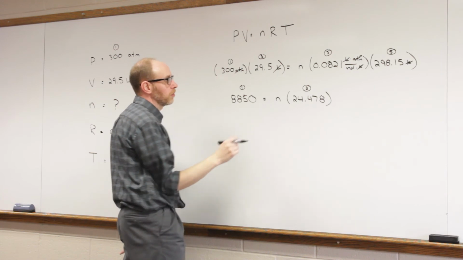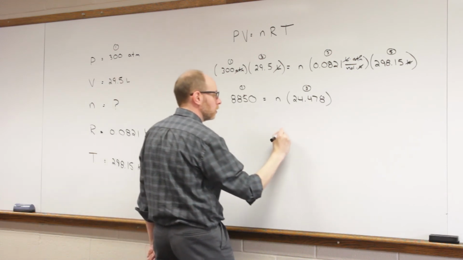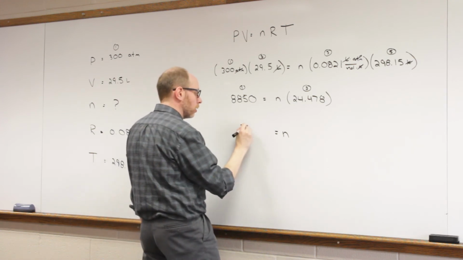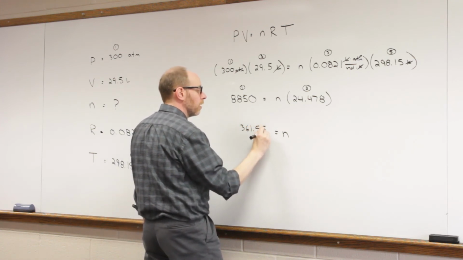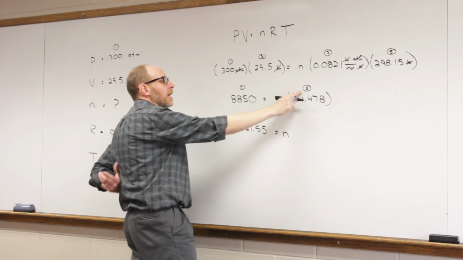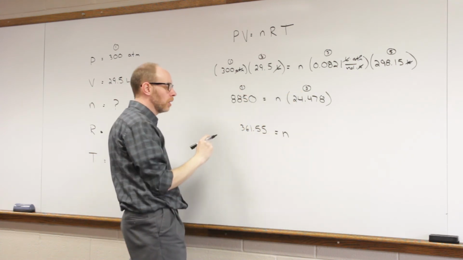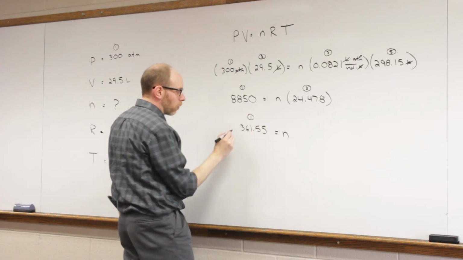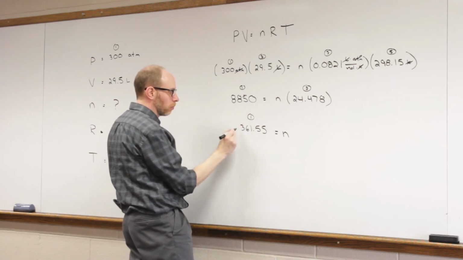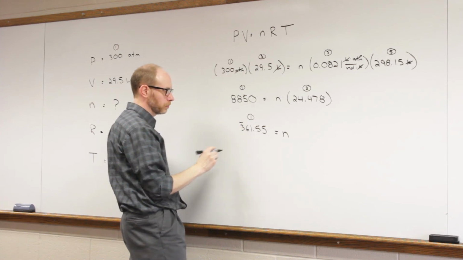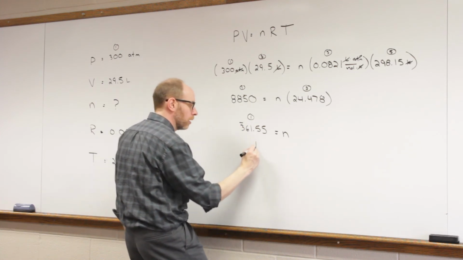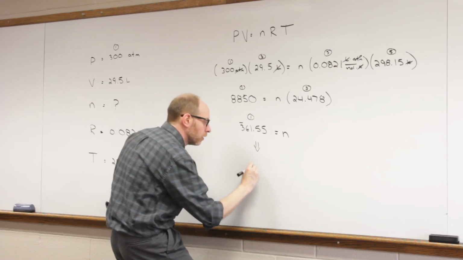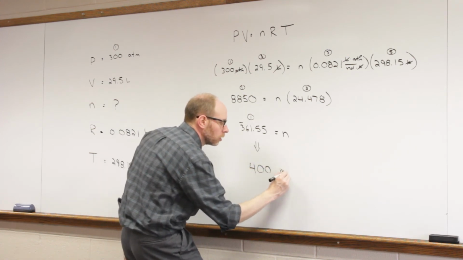So, I divide both sides by 24.478, and my number of moles comes out to be 361.55. But I'm dividing a number with 3 significant figures into a number with 1 significant figure, so this should only have 1. So how do I round? Well, I start to the left, I count the number of places over, and I count 1. So I'm going to round to that place right there. Look to the right, it's a 6, greater than a 5, so it's 400 mole.